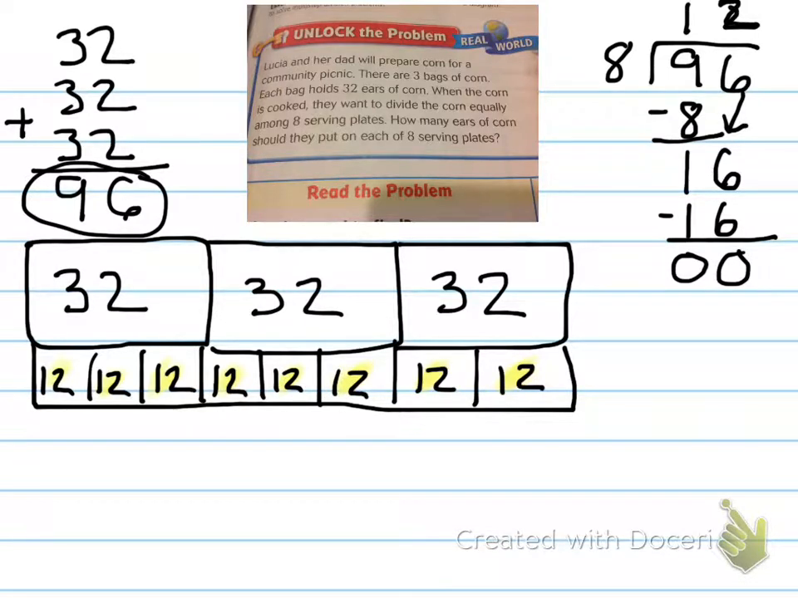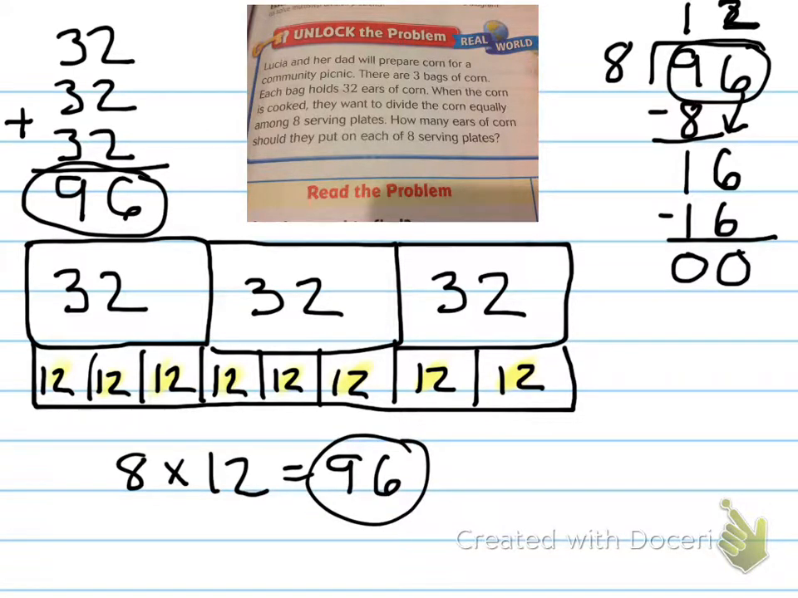We're not done here, friends. Who remembers how to check their answers to their division problem? We would do the divisor times the quotient. So, 8 times 12 is in fact 96. Matches the dividend. There we go.